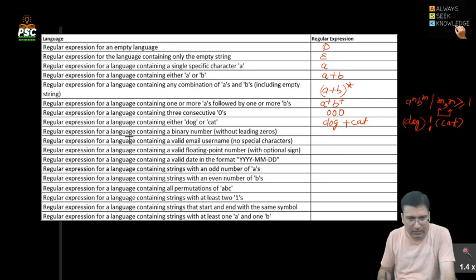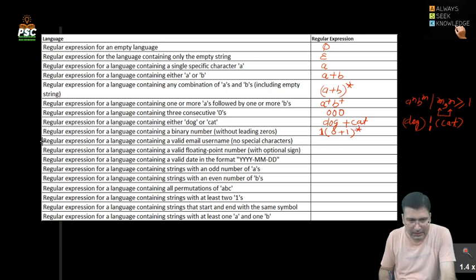Then the next language, a regular expression for a language containing a binary number without leading zeros. Without leading zeros means a number should not start with 0, right? Because this is a binary number, it must start with 1. But after that, it may have 0 or 1. There is not a problem after that, right?